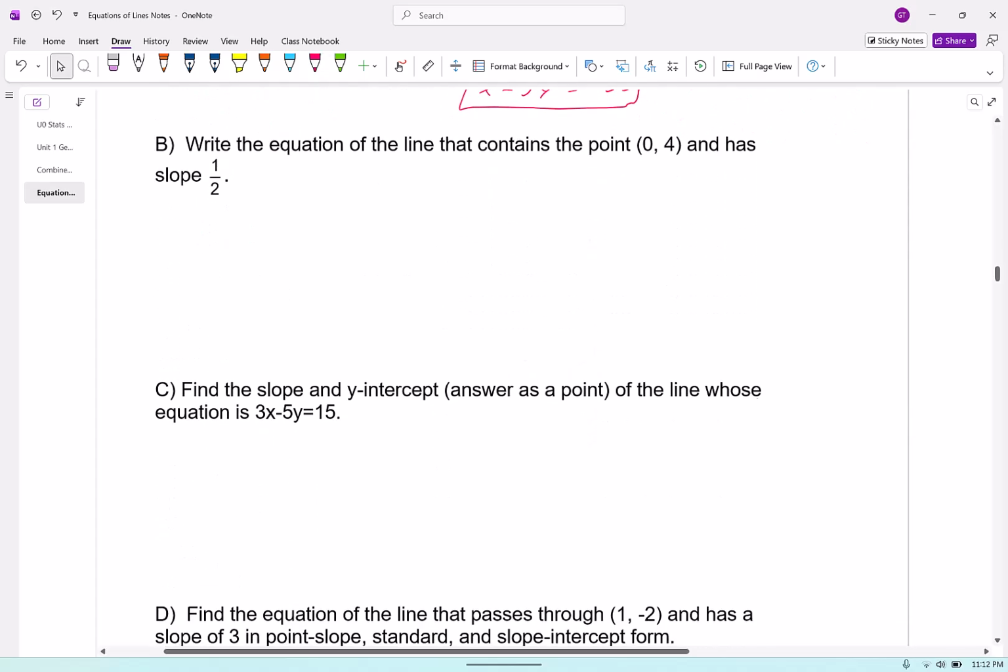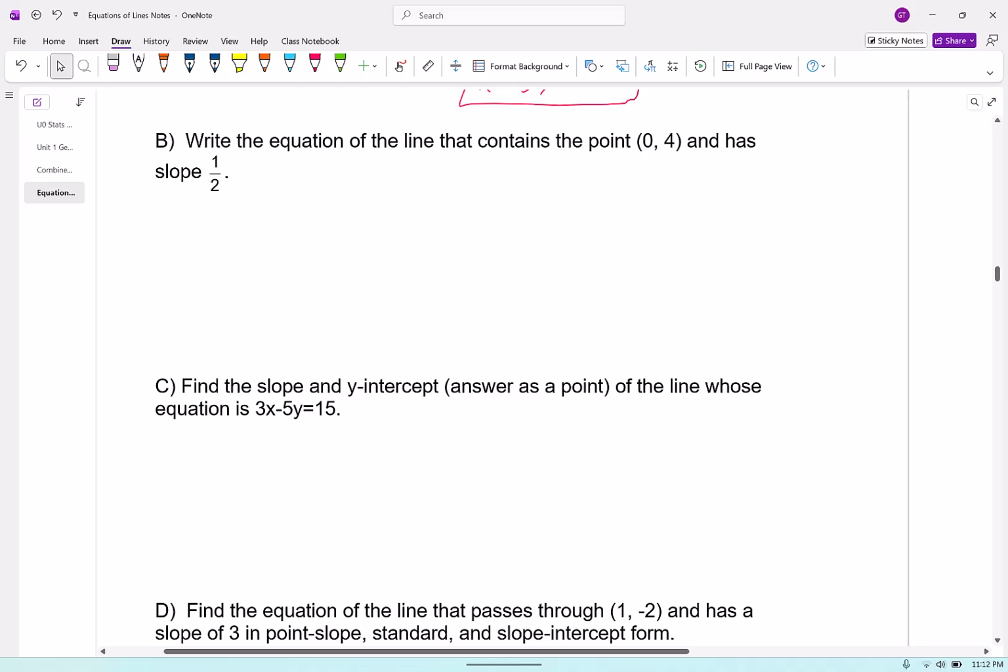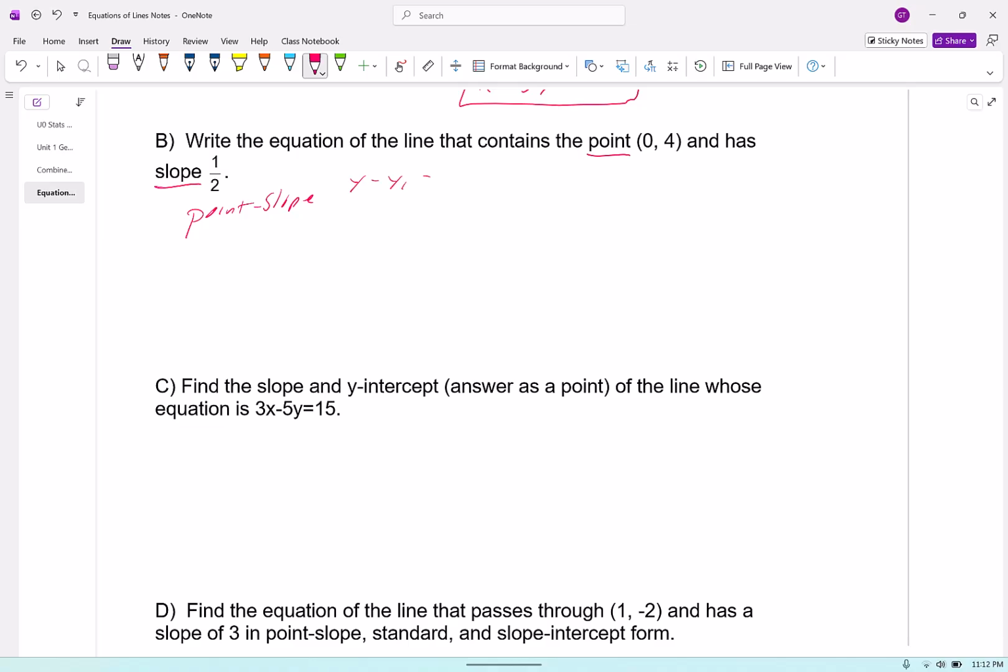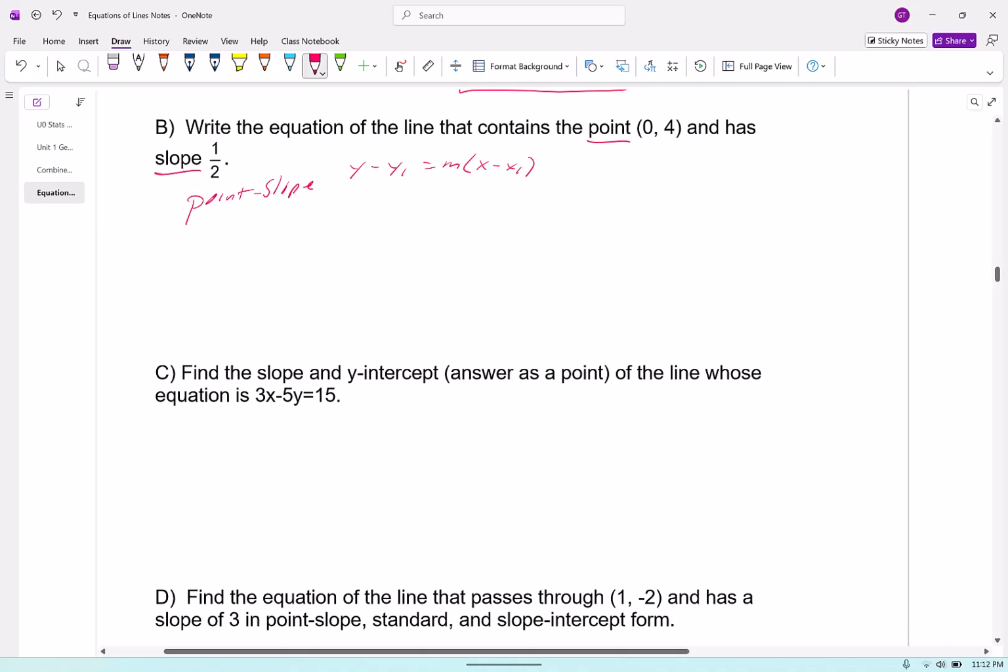All right, write the equation of a line that contains the point (0, 4) and has a slope of 1/2. Well, if I look at the problem, I see I got a point and I have a slope. That tells me exactly the type of form I'm going to need, so I'm going to use the point slope form, which is y minus y1 equals m times x minus x1. So that's the form. I'm going to plug the values in. So we got y minus 4 equals 1/2 times x minus 0.